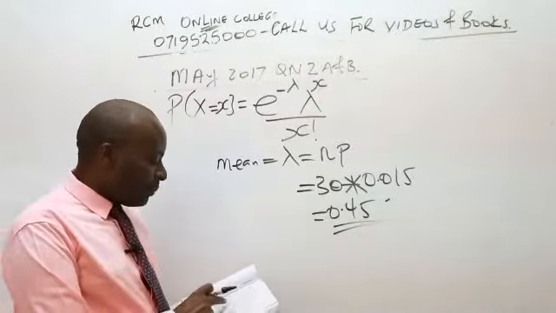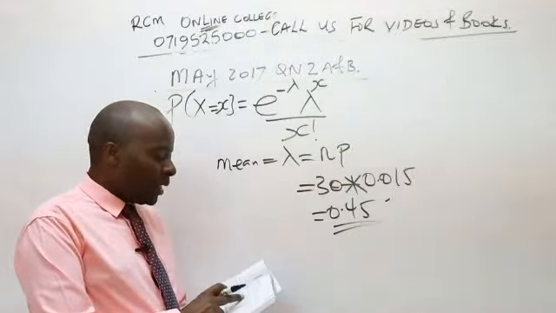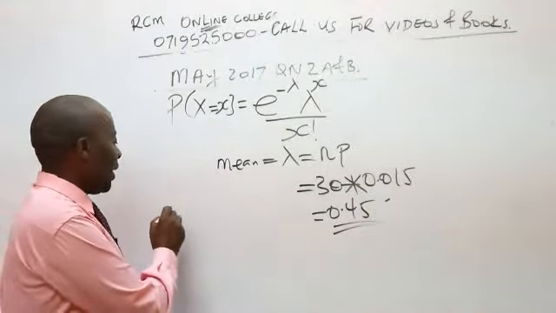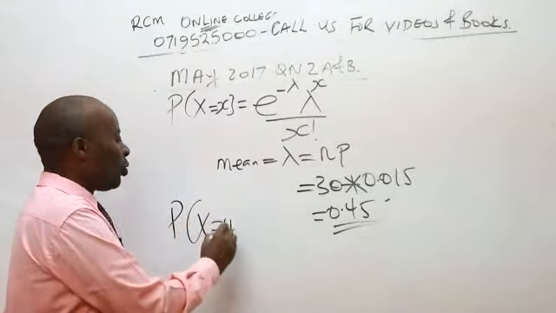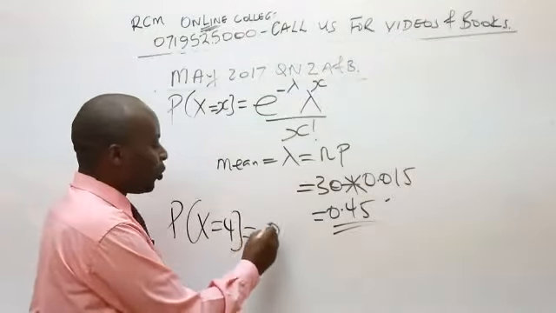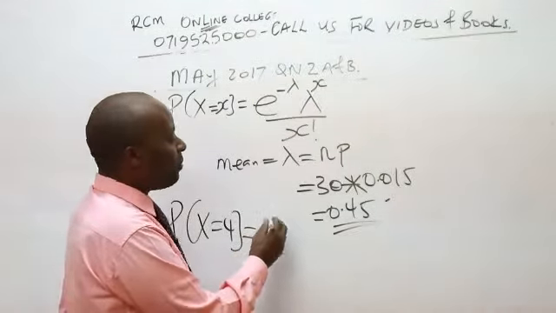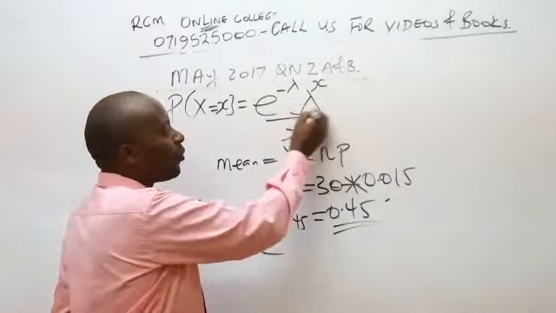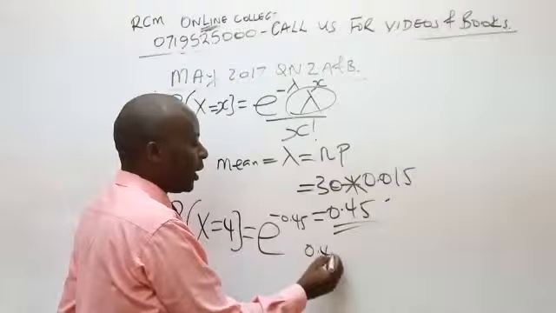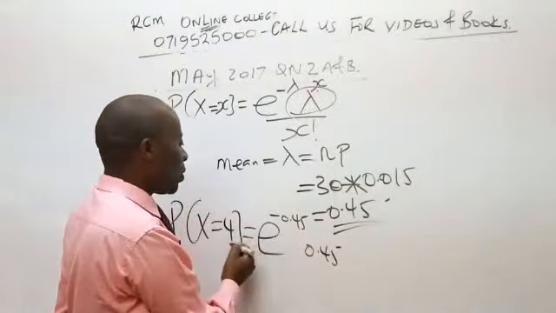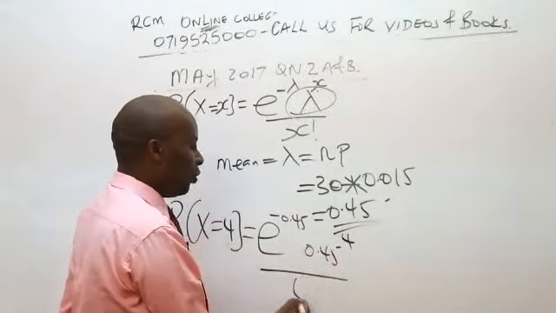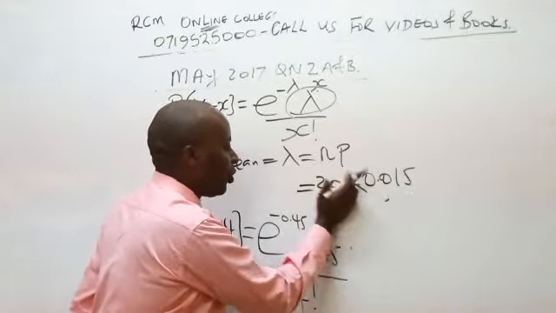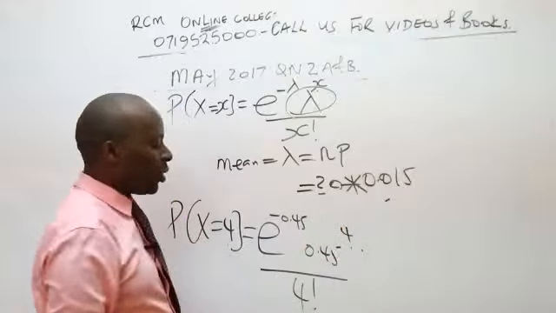So now here, number one, they want us to give them the probability that exactly 4 machines will break down. So the probability of x being equal to 4 will be equal to e raised to negative lambda, so raised to negative 0.45, then lambda raised to x, which is 4, all over 4 factorial.